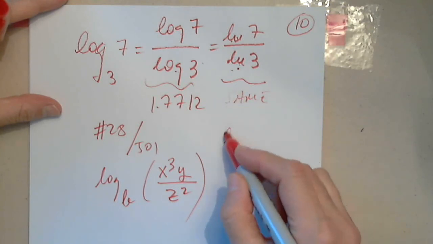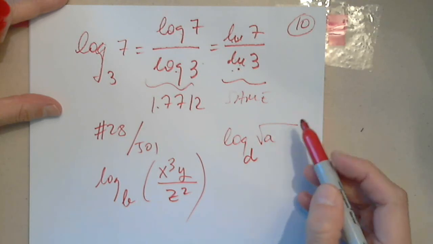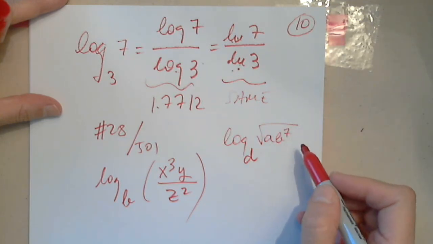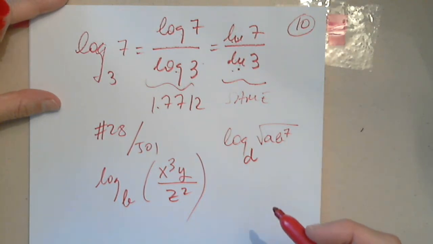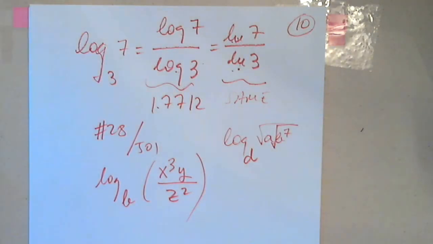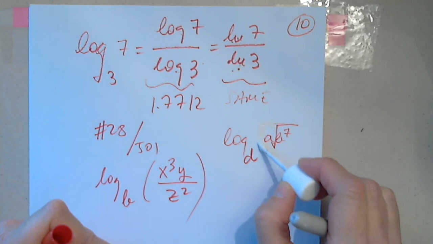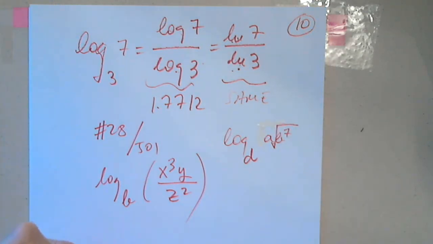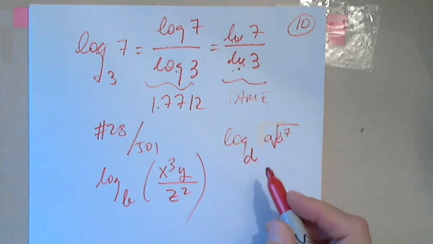It's log base d, and then it's the square root of a times b to the 7. Sorry, so b is not under the radical. My bad. Yeah, so it's only the square root of a under the radical. I'm not being clear. It's the square root of a, not b squared. Only a is under the square root.